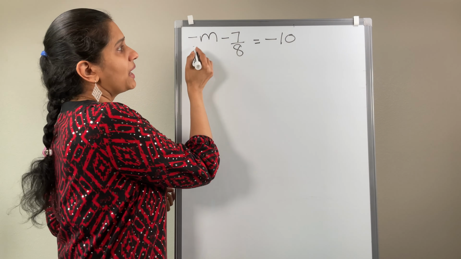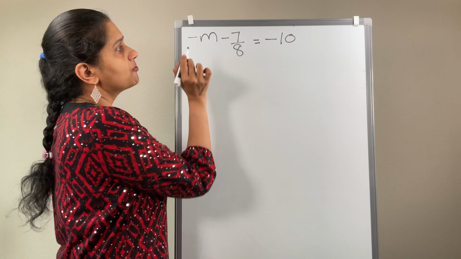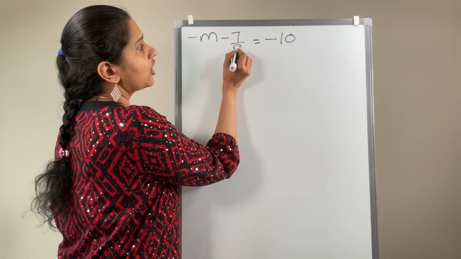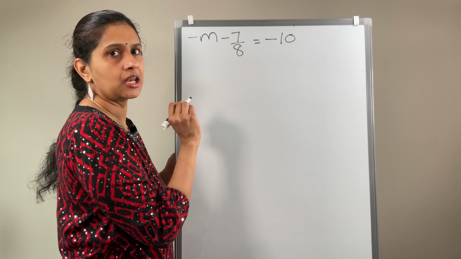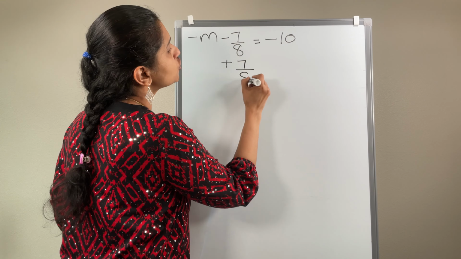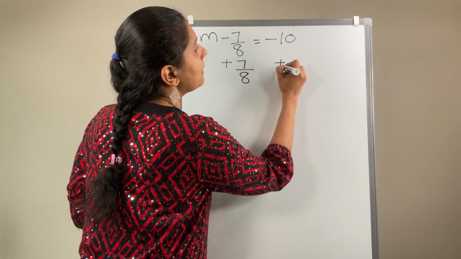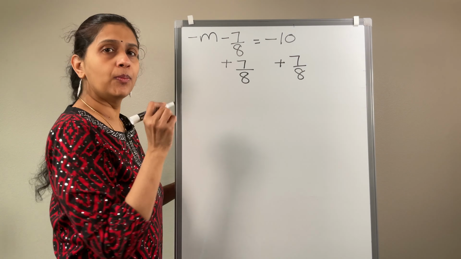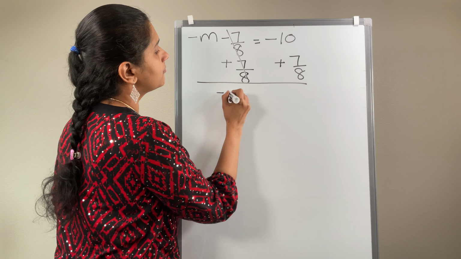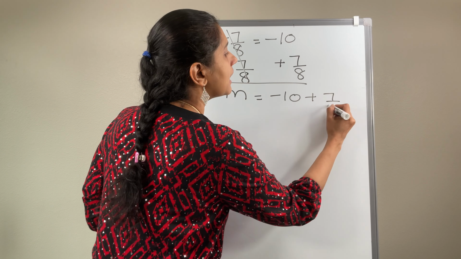Consider the example minus m minus 7 by 8 equal to minus 10. So our aim is to isolate this variable m. For that I have to avoid minus 7 by 8 which is near the variable m. So what I will do is take the reverse of negative 7 by 8, which is positive 7 by 8. So I am adding plus 7 by 8 on both the sides. So this and this will get cancelled. You will be left with minus m equal to minus 10 plus 7 by 8.